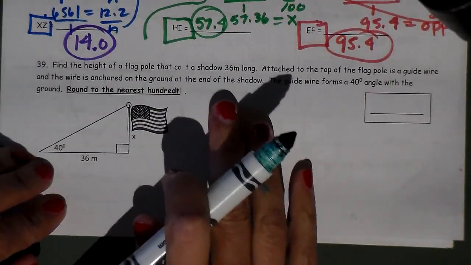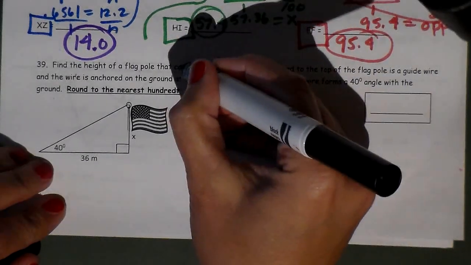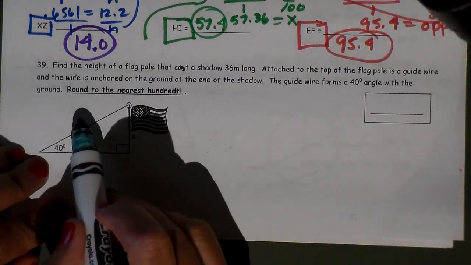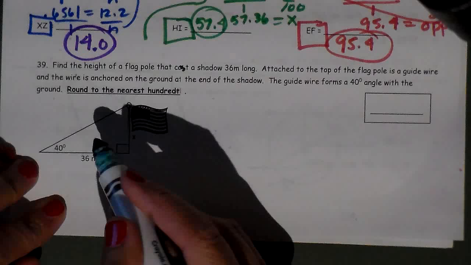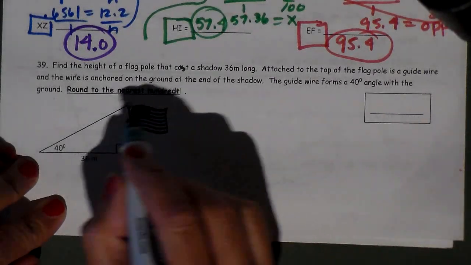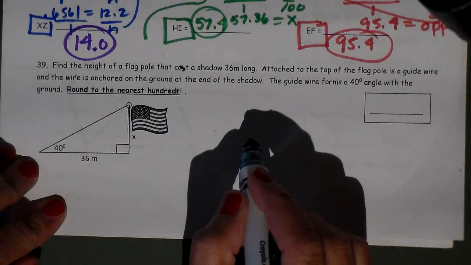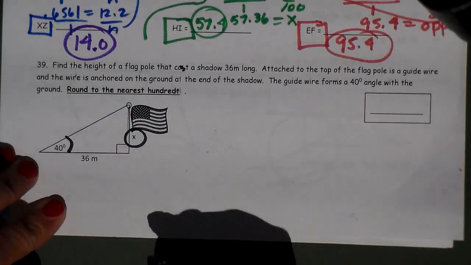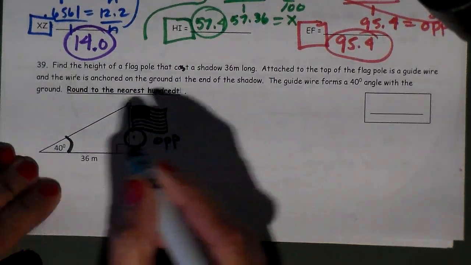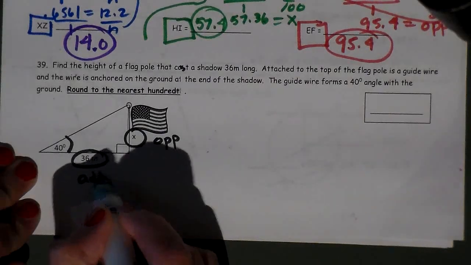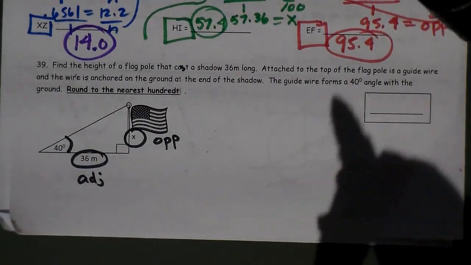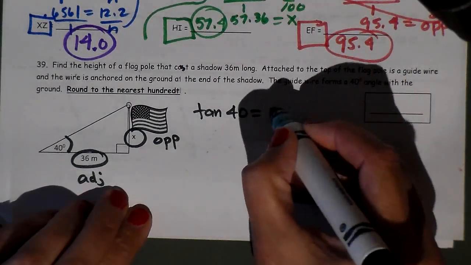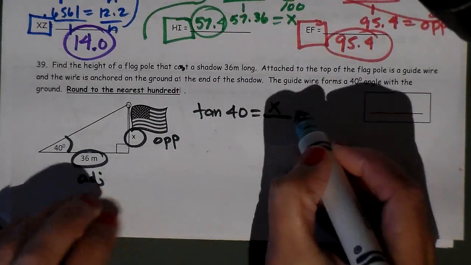Find the height of a flagpole that casts a shadow 36 meters long. Attached to the top of the flagpole is a guide wire, okay, and it's anchored at a 40-degree angle with the ground, at the end of the shadow. We want to know how tall the flagpole is, right? So that's it. There's our angle. That's opposite, right? And what else do they give us? Adjacent. Opposite and adjacent is what? You guessed it, tangent.